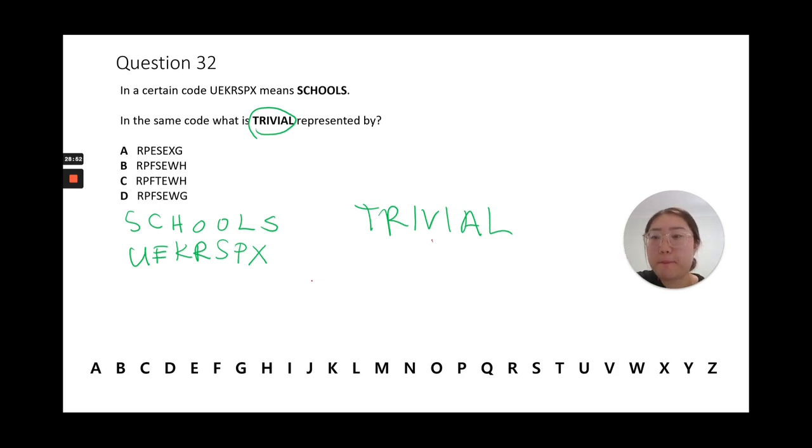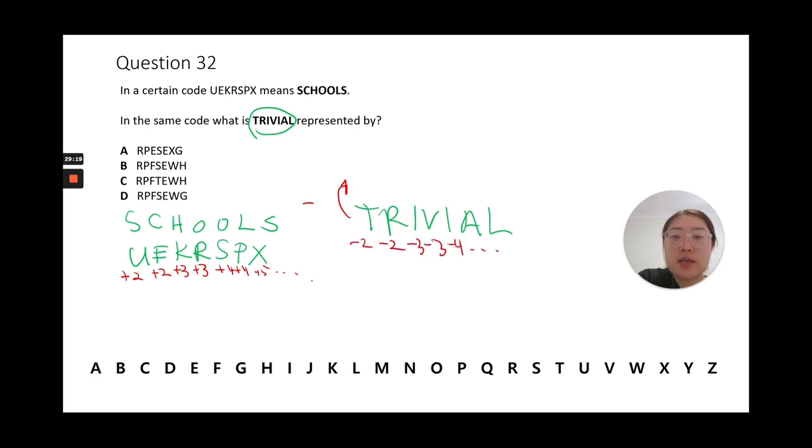How is it moving? S to U, so we're going plus 2, plus 2, plus 3, plus 3, plus 4, plus 4, plus 5, and so on. Okay? Now, to go the other way, the reverse, for "trivial", to find the actual code, we're going to minus this time. Okay? So minus 2, minus 2, minus 3, minus 3, minus 4, and so on.